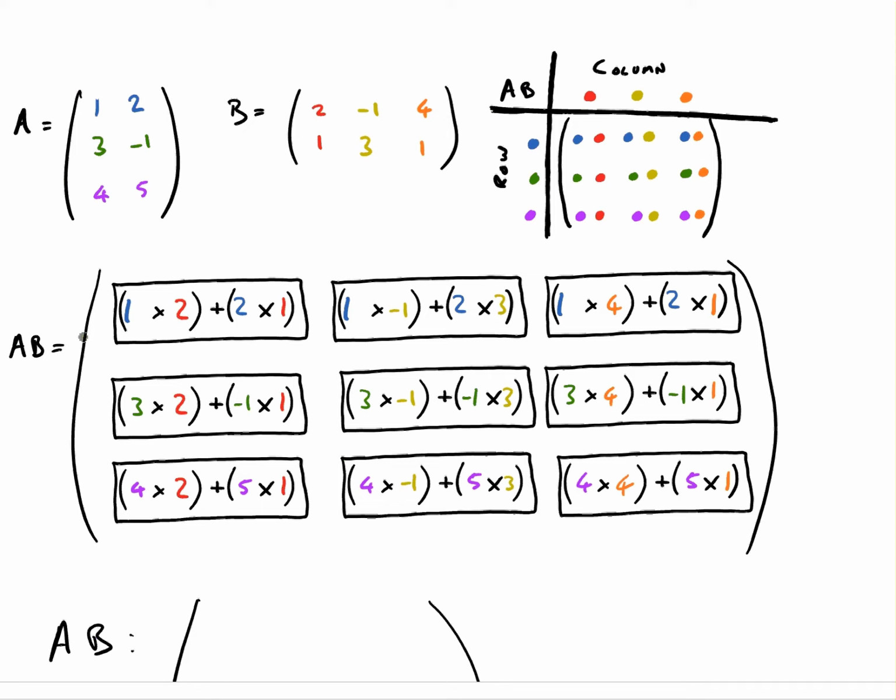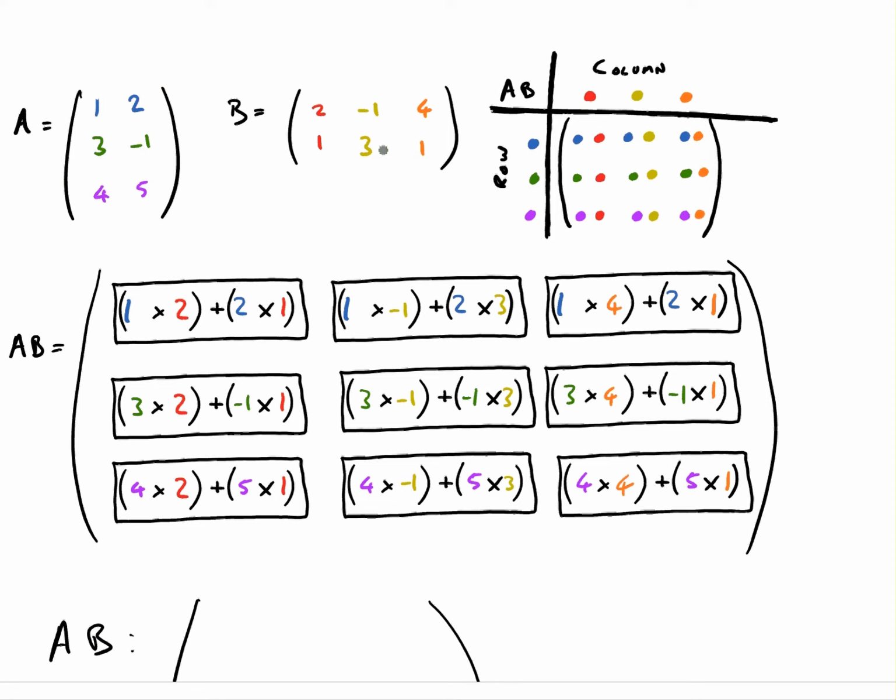Okay, and let's look at the first row and the second column. I'm getting my rows and columns confused. I do apologise. First row's second column. So I'm looking at the first row of A multiplied by the second column of B. I did it again. I'm sorry. So we got 1 multiplied by minus 1 plus 2 multiplied by 3.